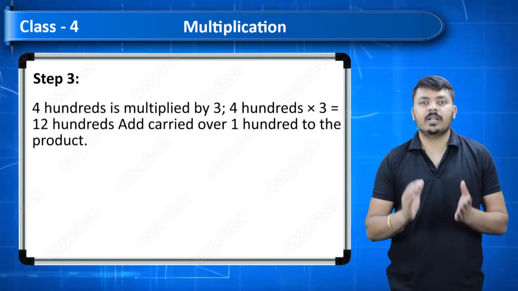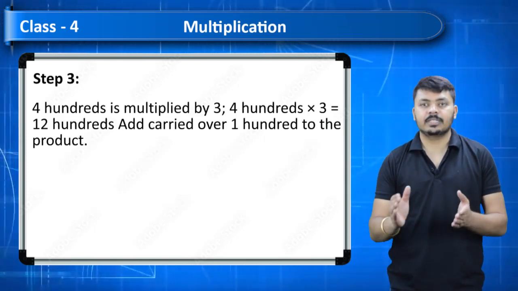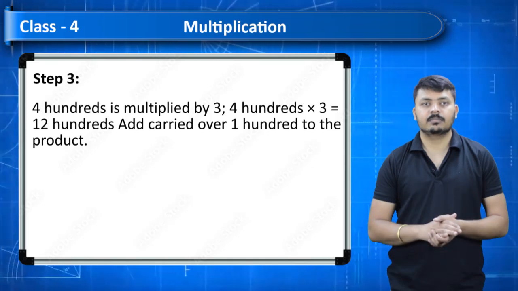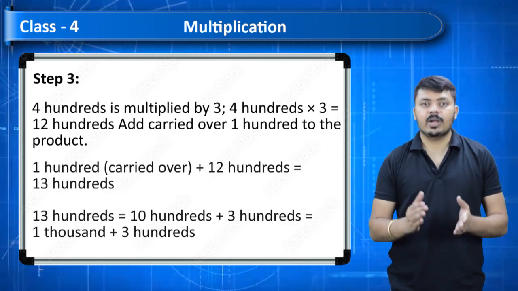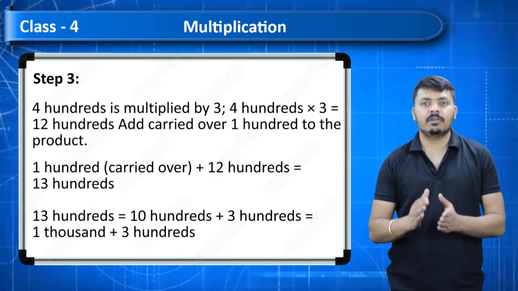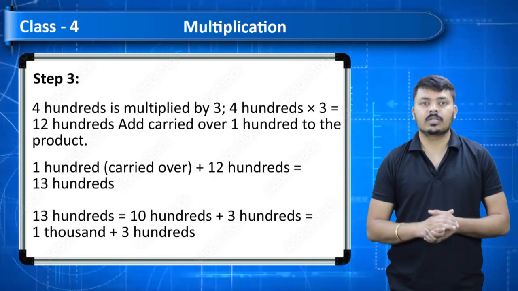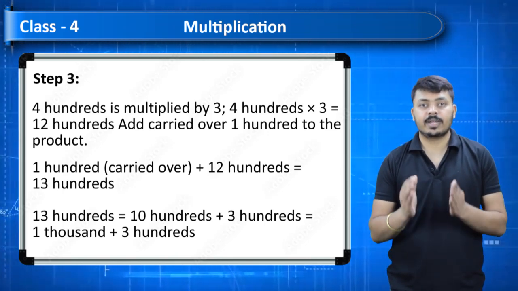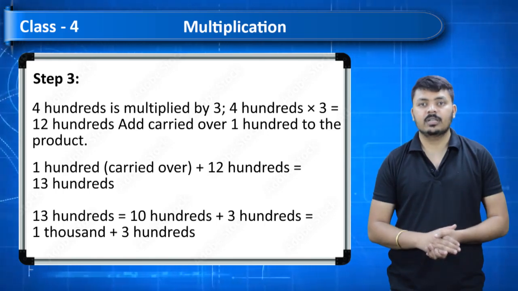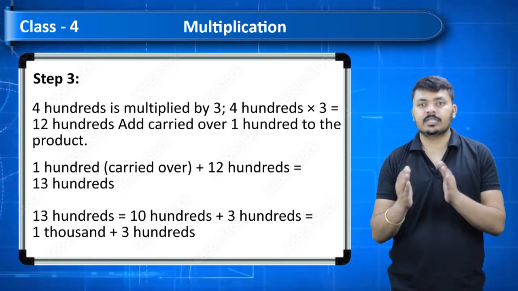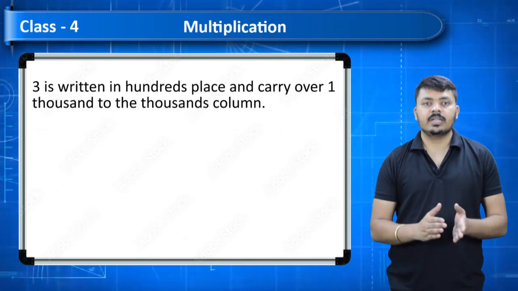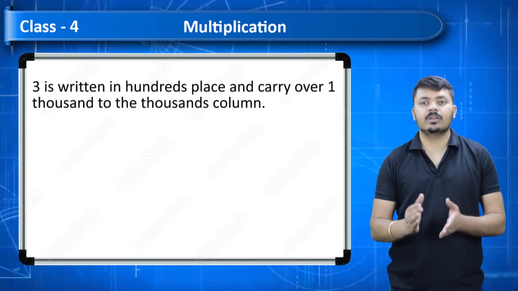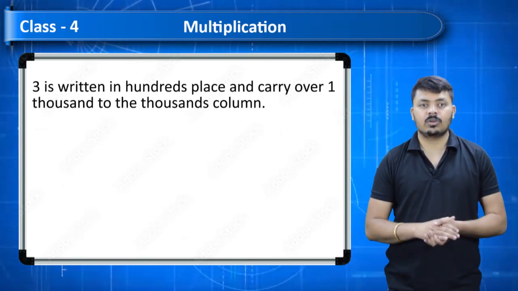Step 3. 4 hundreds is multiplied by 3. 4 hundreds into 3 is equal to 12 hundreds. Add the carried over 100 to the product. 100 carried over plus 12 hundreds is equal to 13 hundreds. 13 hundreds is equal to 10 hundreds plus 3 hundreds, and 10 hundreds changes to 1000 plus 3 hundreds. 3 is written in the hundreds place and carry over 1000 to the thousands column.